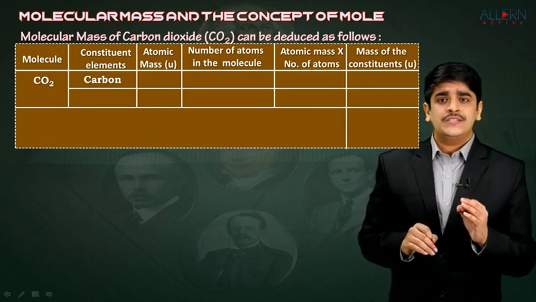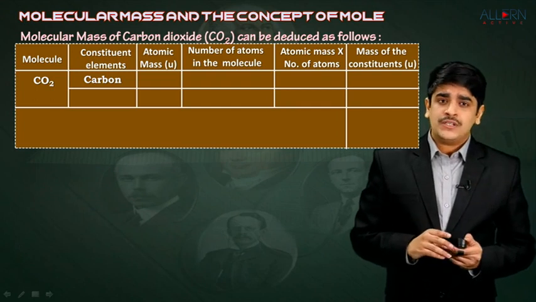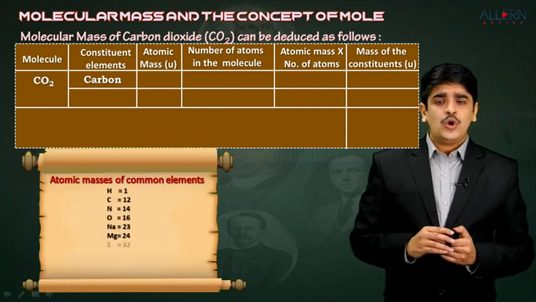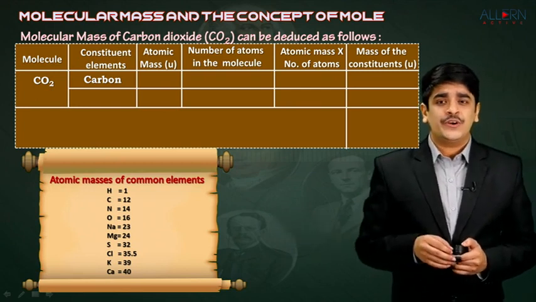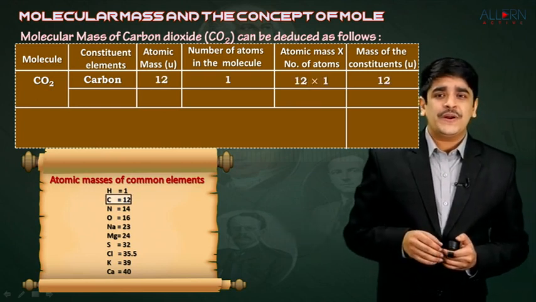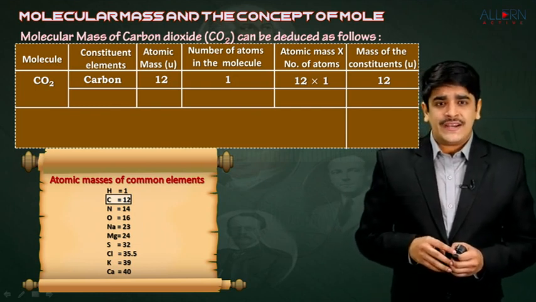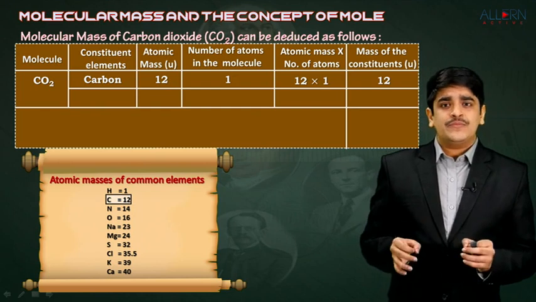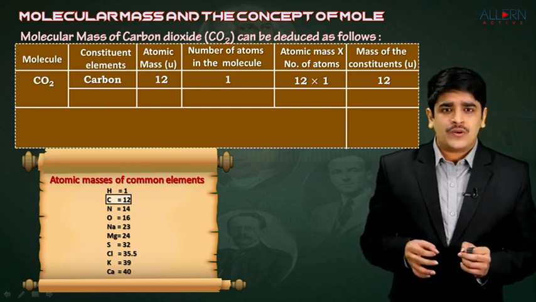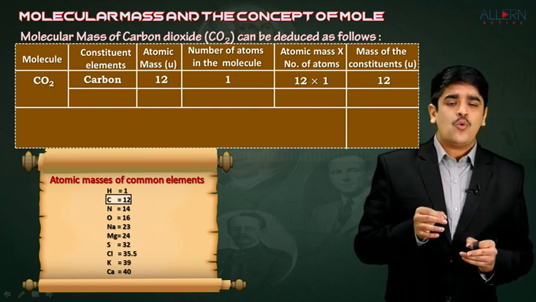Carbon dioxide, CO2. Who is the first element? Carbon. When you talk about carbon, what is the atomic mass of carbon, as you can see on the sheet over here? 12. So in that particular case, carbon dioxide, a single atom of carbon weighs 12. How many atoms of carbon are present in carbon dioxide? CO2, single atom, so 1.